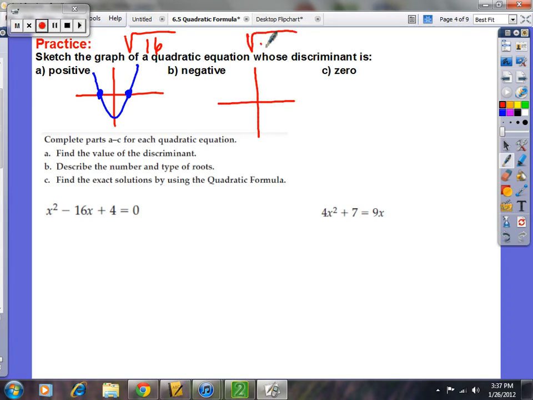Underneath your square root, if you've got a negative 20, well, that is going to look something like this. It's going to be a parabola, but it's not going to touch your x-axis. It could be close to it, but it's not ever going to touch it.